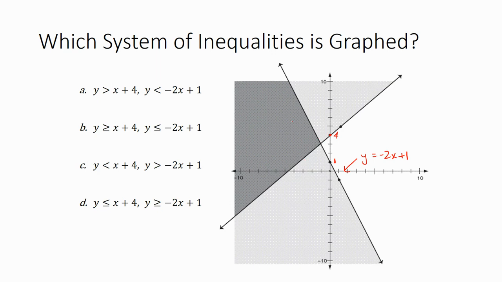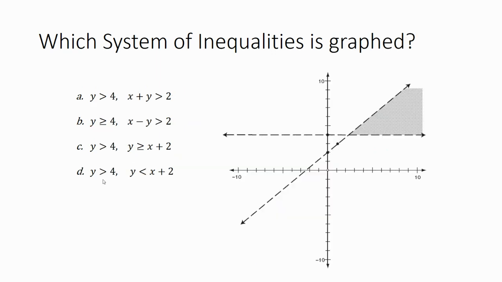But we're shading below the line, so I'm going to have to go less than or equal to shade below this line. We're shading above the other line, so this is going to be y is greater than or equal to, I'm going to guess x plus 4, because it looks like the slope is up 1 over 1. So 1x plus 4. So which one of those do we have? Well, here's y is greater than or equal to x plus 4. Here's y is less than or equal to negative 2x plus 1. So it's got to be this one. Okay.